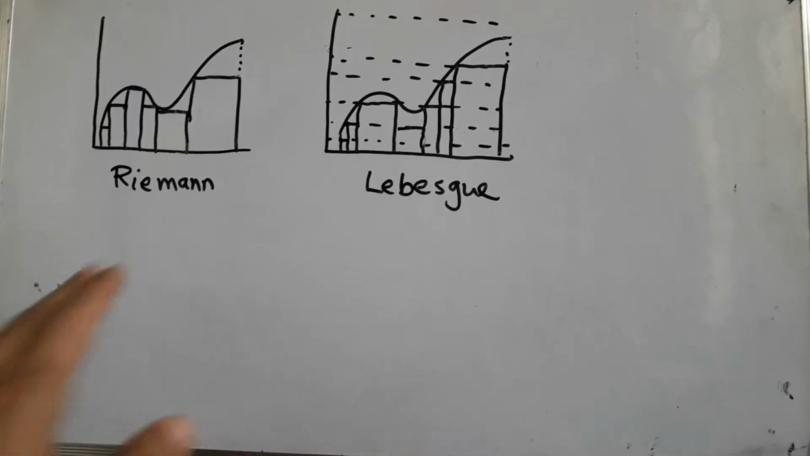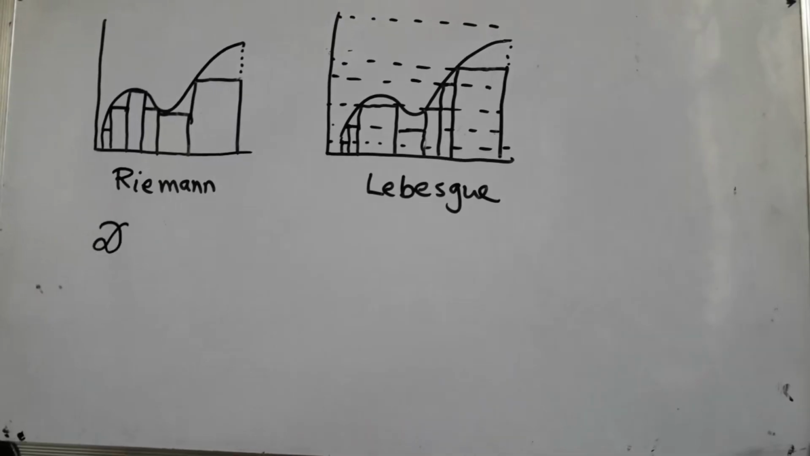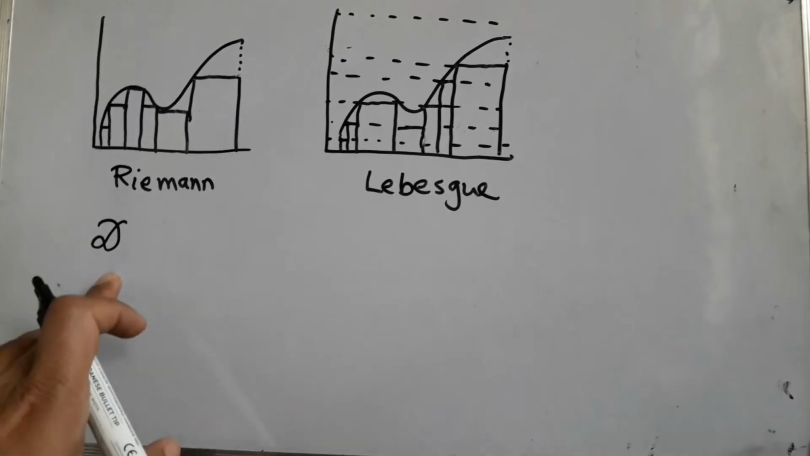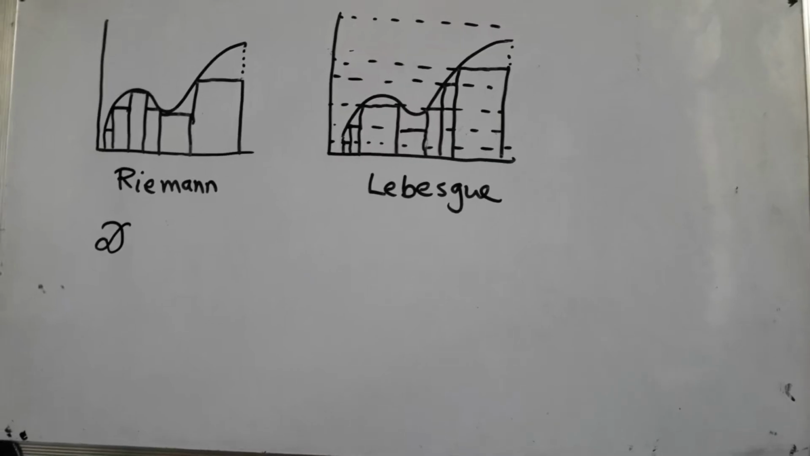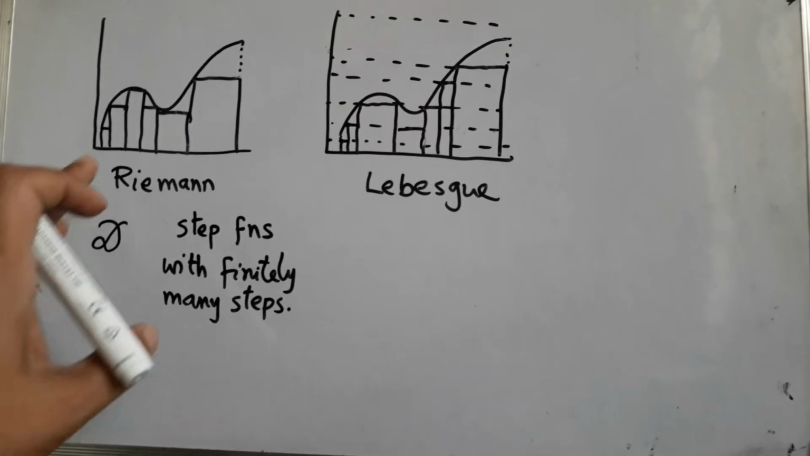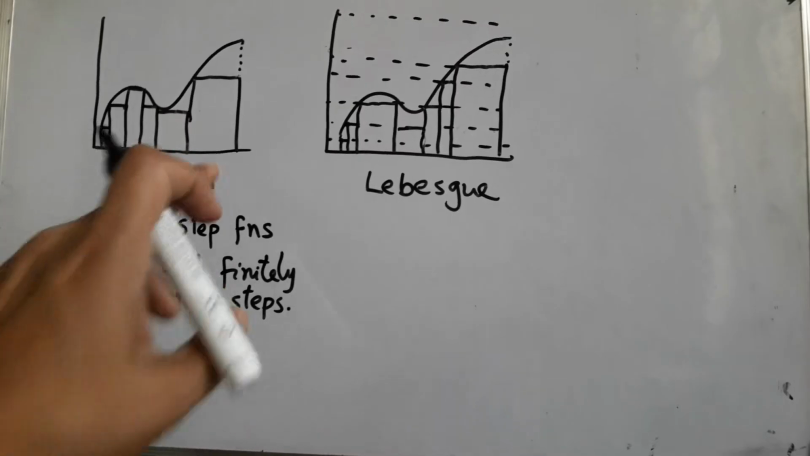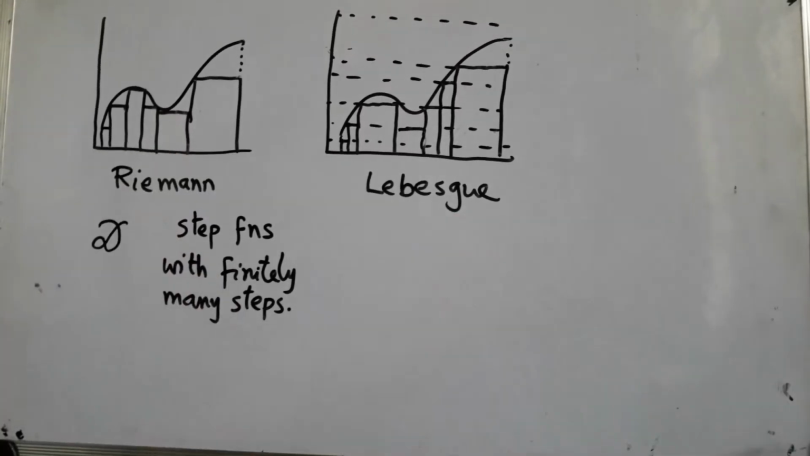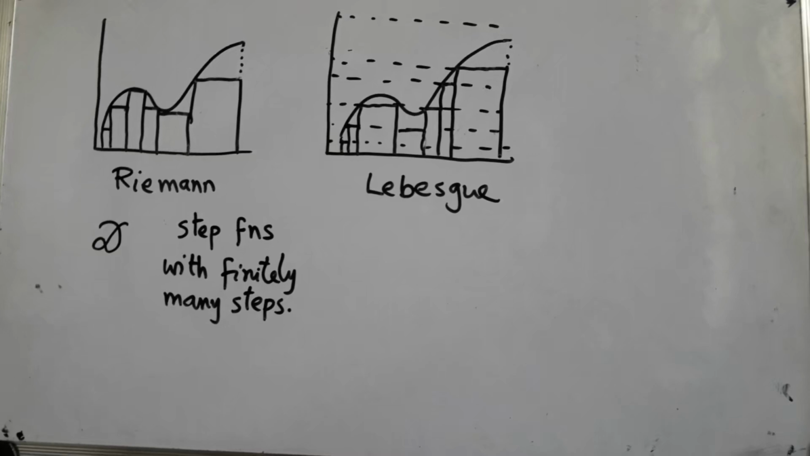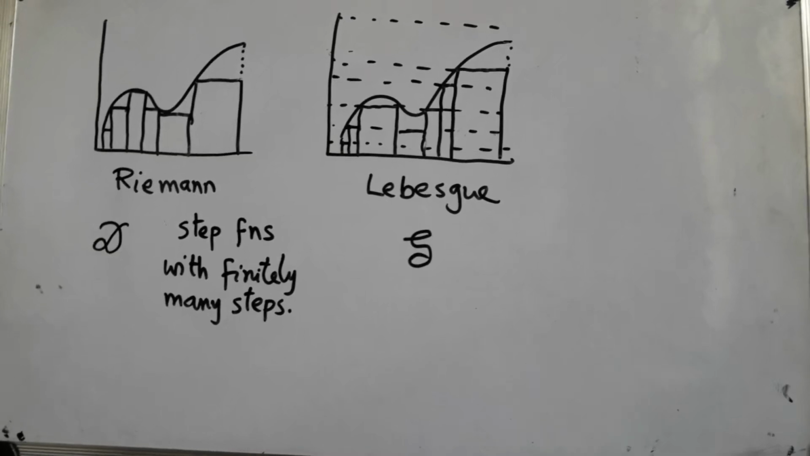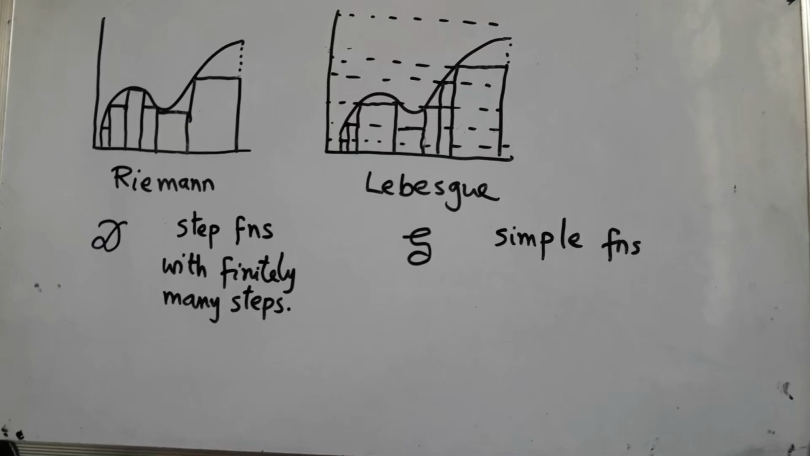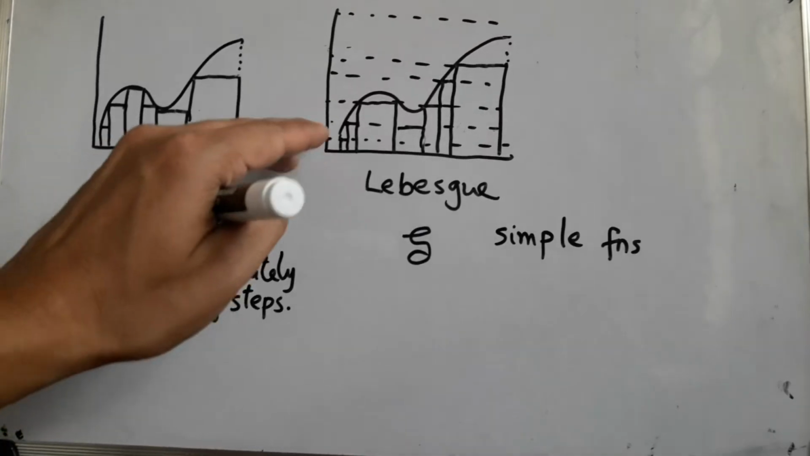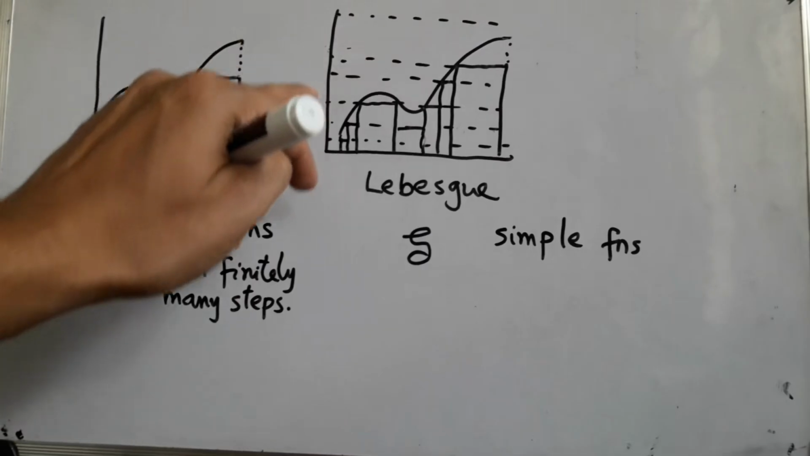In case of Riemann, we worked with approximations whose set we denoted by script T. These were step functions with finitely many steps. In Lebesgue's case, we used approximations from the set that we denoted by script S. These were simple functions, that is, functions that can take only finitely many possible values.